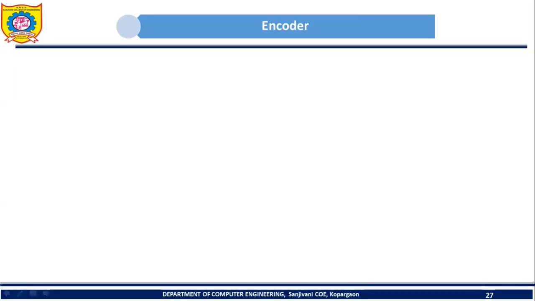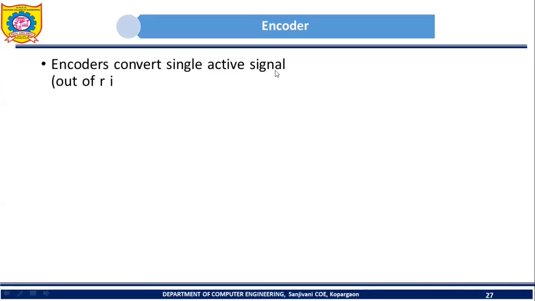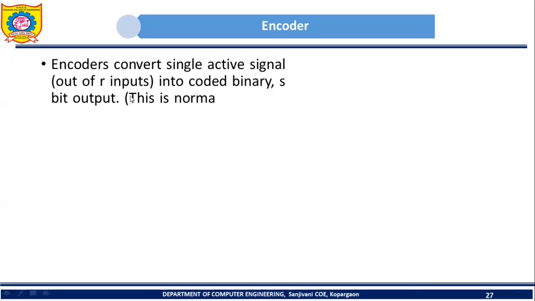Now let's see what is an encoder. Encoders convert a single active signal out of R inputs into a coded binary S-bit output. This is normally referred to as an R-line to S-line encoder.